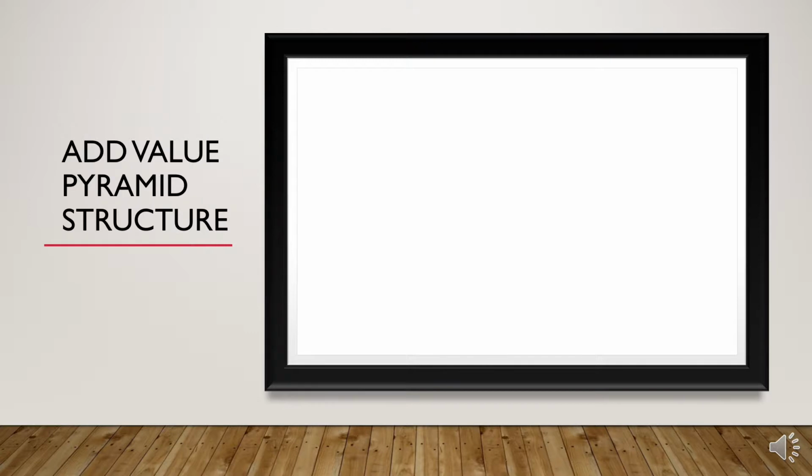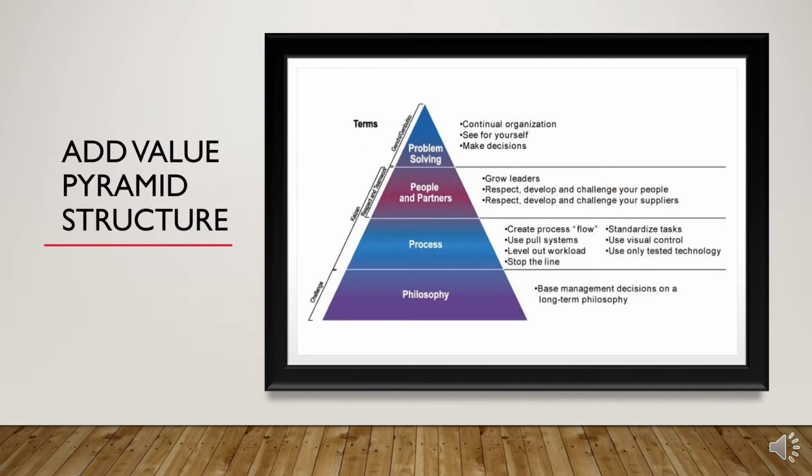So TPS has a value added pyramid structure. It's something like this. It has different levels of technique: philosophy at the base, followed by the process, followed by the people and partners, and the next one, problem solving, is the tip and apex of the pyramid. So by collaboratively working with such a process, philosophy, people and partners, and problem solving, TPS adds very good value for the product and for the process.